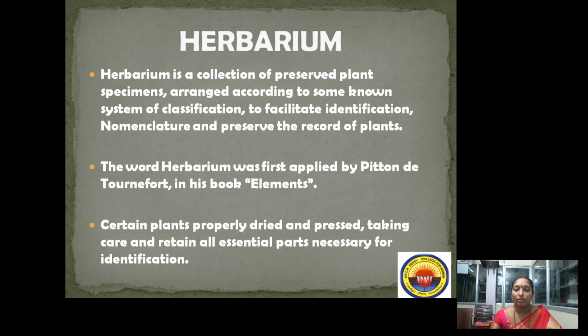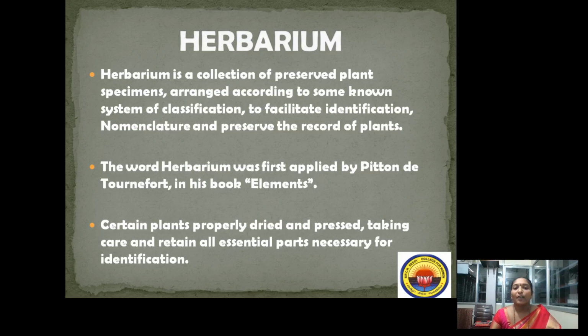So what are the resources regarding the taxonomy? The first one is herbarium. So what is herbarium? It is a collection of preserved plant specimens arranged according to some known system of classification to facilitate identification, nomenclature and preserve the record of plants.